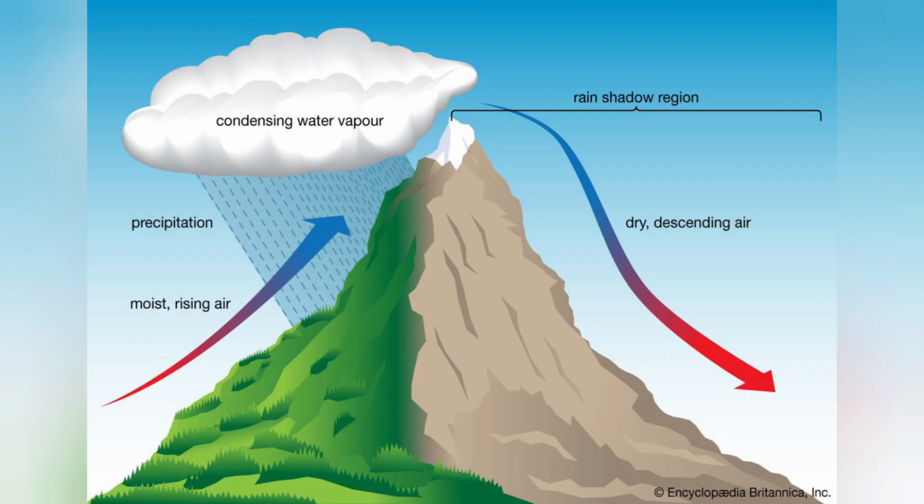As this warm air which is laden with moisture rises, it expands and cools down when it reaches a certain height and thus condenses and forms clouds. This type of rainfall is very heavy. So, this normally happens when there is a water body or a sea or an ocean on one side of the mountain and land surface on the other side.